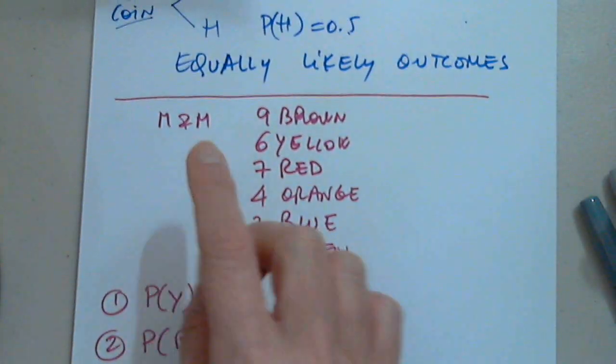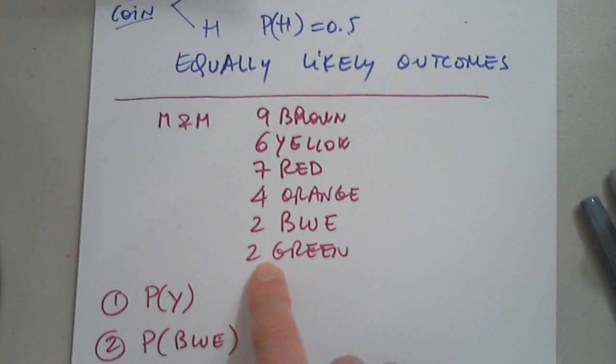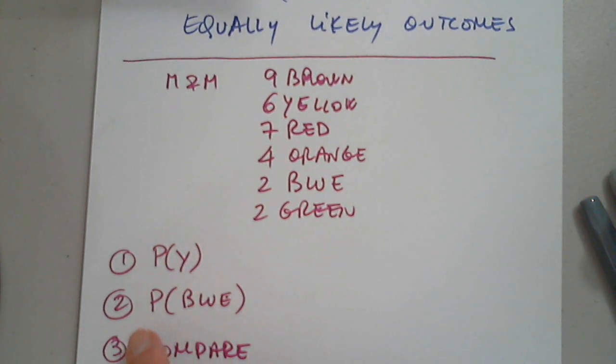So in this bag, I know I have these M&Ms, and without looking in the bag, I reach in and I want to know what is the probability of selecting a yellow without looking. Then I want to determine the probability of selecting a blue without looking.